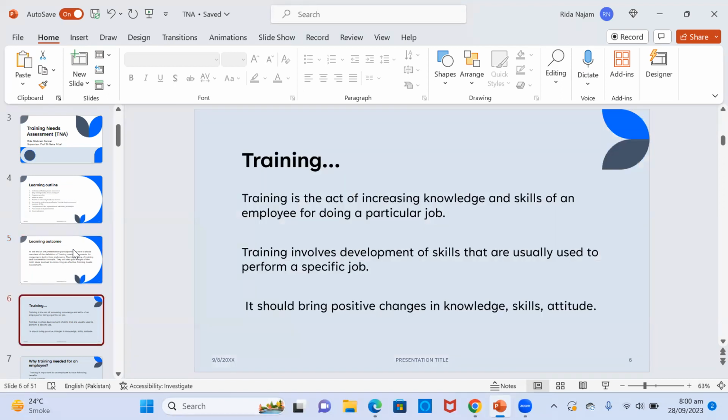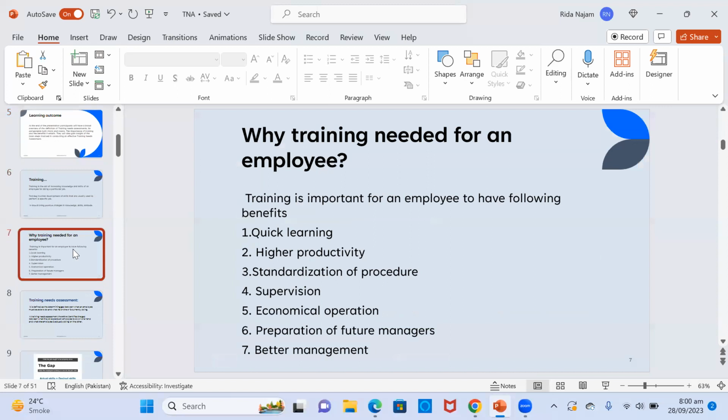Training. Training is the act of increasing knowledge and skills of an employee for doing a particular job. Training involves development of skills that are usually used to perform a specific job. It should bring positive changes in knowledge, skills, and attitude. Why is training needed for an employee? Training is important for an employee to have the following benefits.